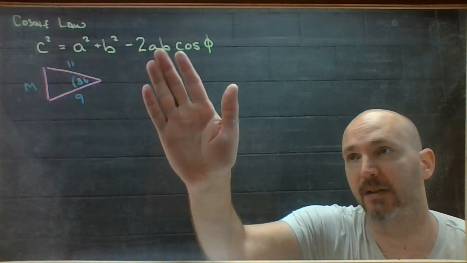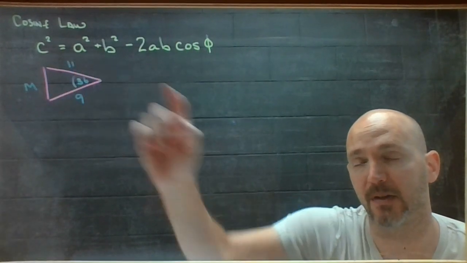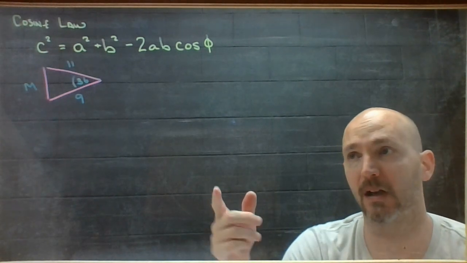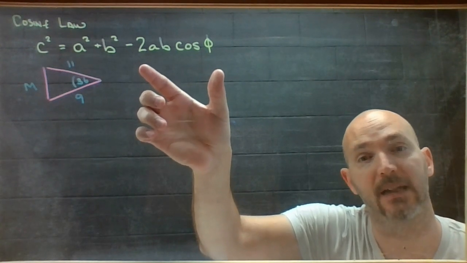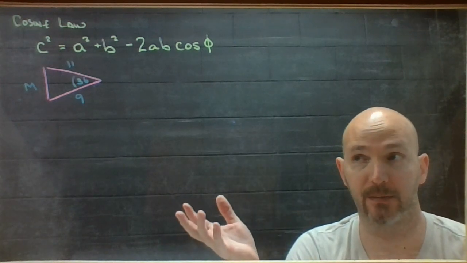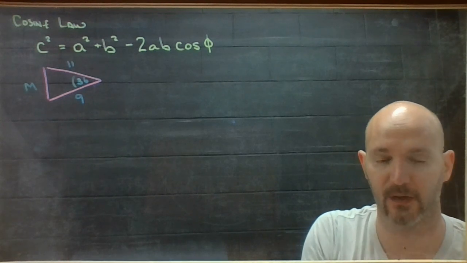So if you sort of ignore this part, you get a squared plus b squared equals c squared. That's Pythagorean theorem, with a tiny little correction on there in case you don't have a 90-degree corner. So how do you use this? Well, you've got to identify which pieces go where first.